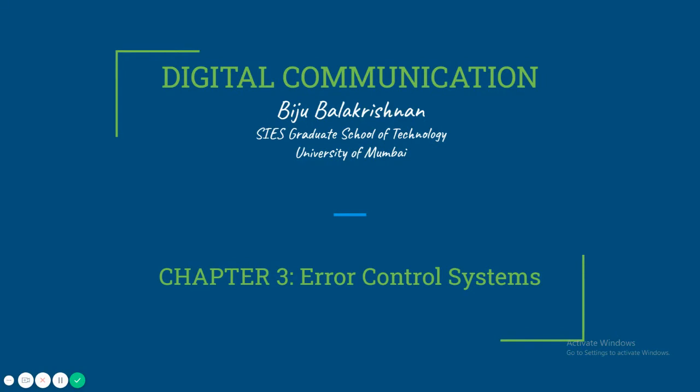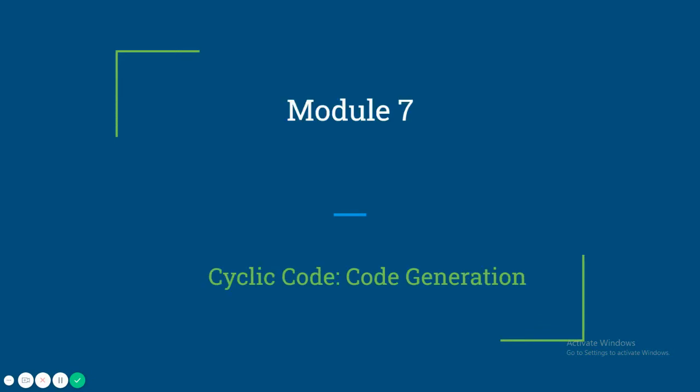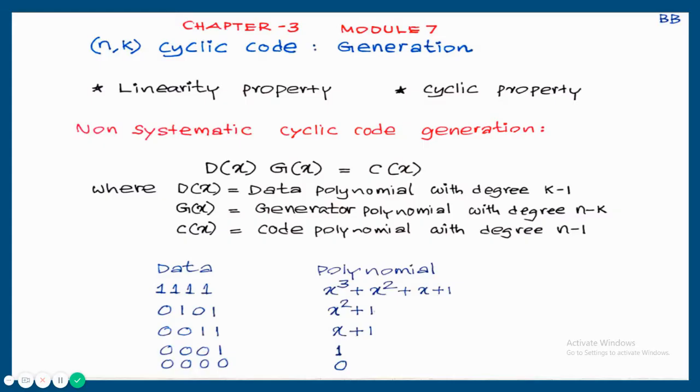Welcome to Chapter 3 of Digital Communication, Error Control Systems. Module 7 covers cyclic code generation. (n, k) cyclic code. Cyclic code is a block code.